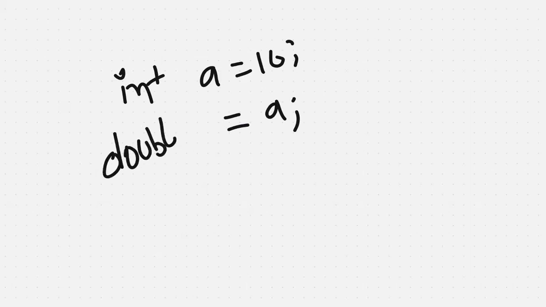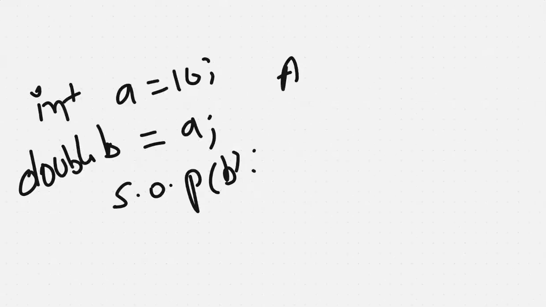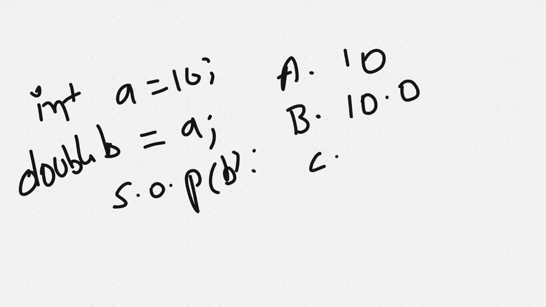int a equal to 10. Double b equal to a. So System.out.println of b. Okay. So this is the program. Now I can give the options. A: 10, B: 10.0, C: error, and D: undefined.